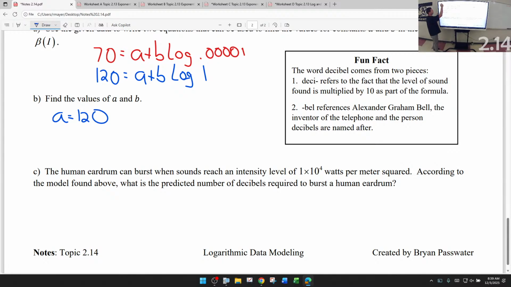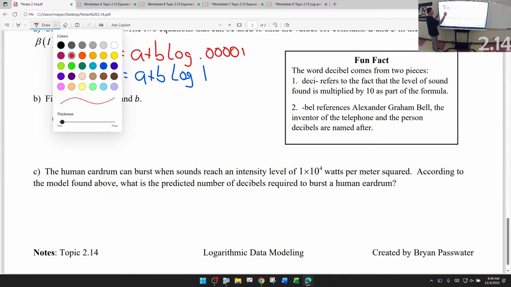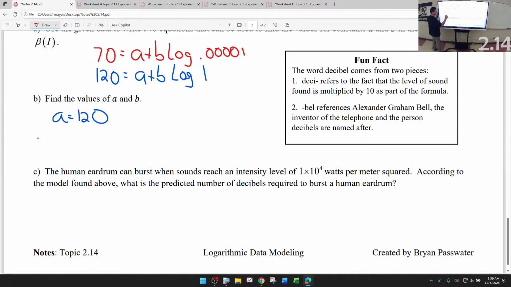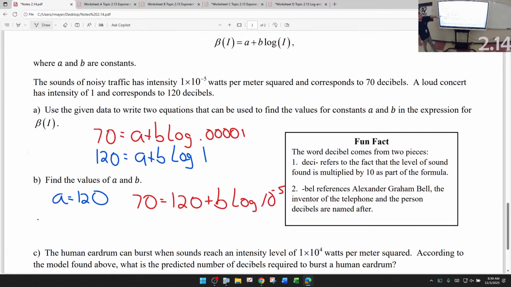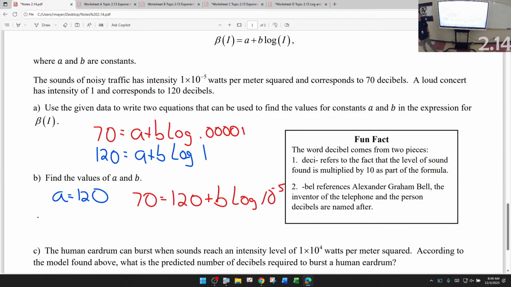And if A is equal to 120, then B. I put 10 to the negative 5. Is it always log base 10, or do you just assume that? Good question. I don't think so. They're either going to do base 10 or base e.